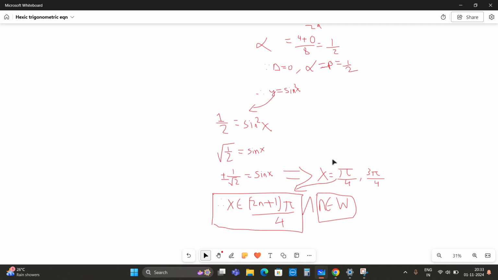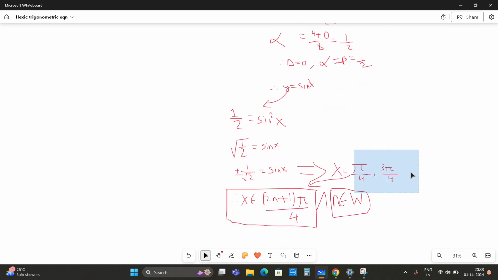Since we know that this sequence follows an odd number sequence, what we can do is write it in the general form of an odd number, that's (2n plus 1) pi by 4, where n belongs to the whole numbers. And that is our final answer. Thank you.